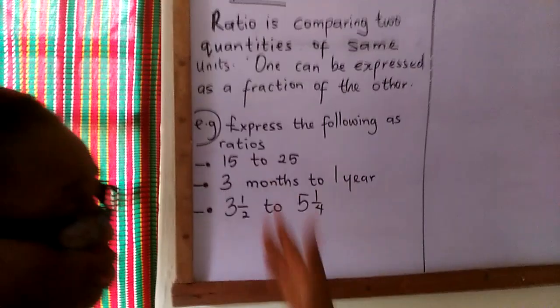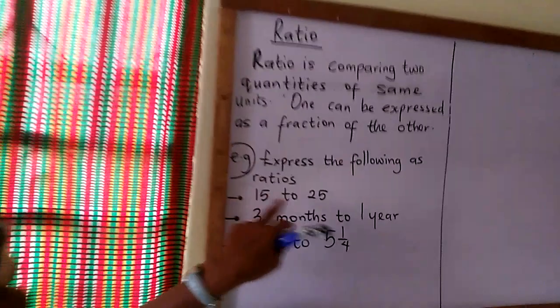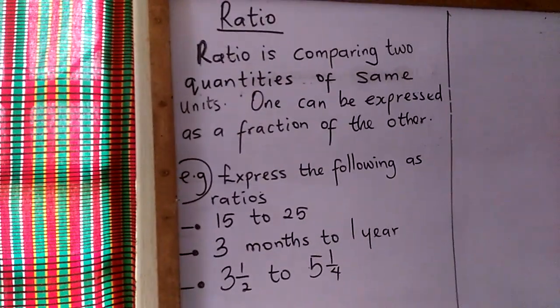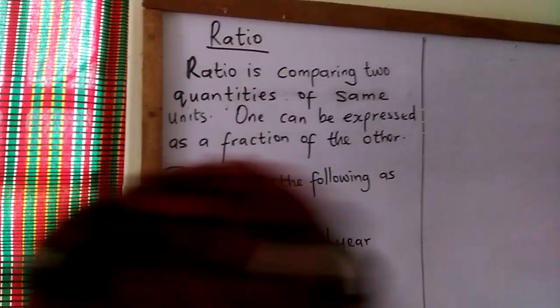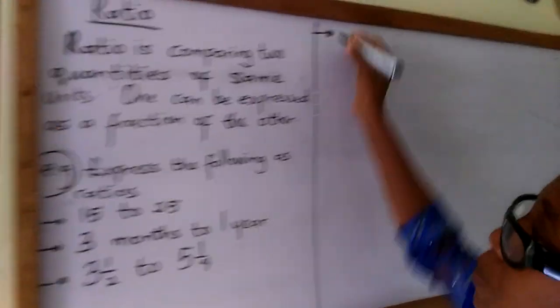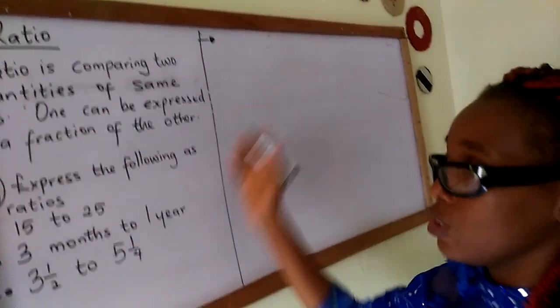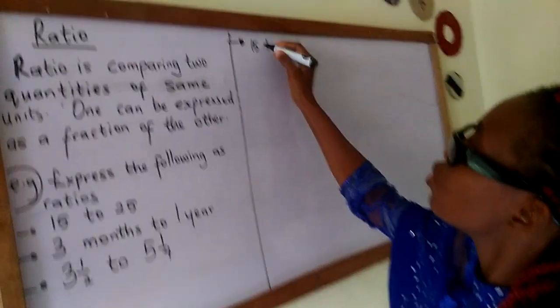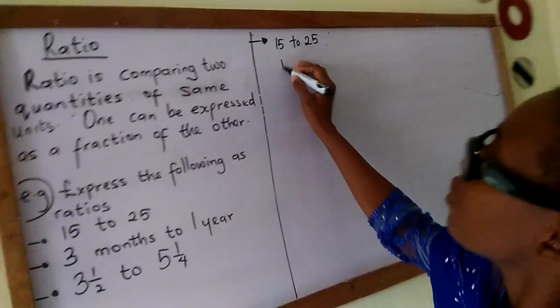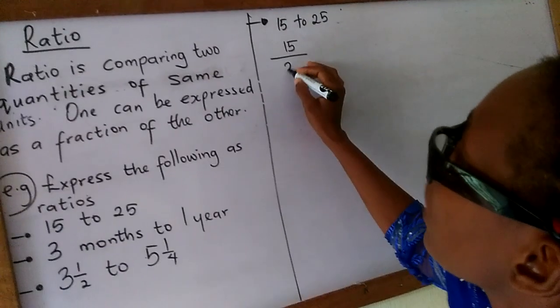For example, express the following as ratios. You have 15 to 25. We are expressing 15 to 25 as ratio. Don't forget, we said one can be expressed as a fraction of the other. So 15 to 25 is same as 15 over 25.